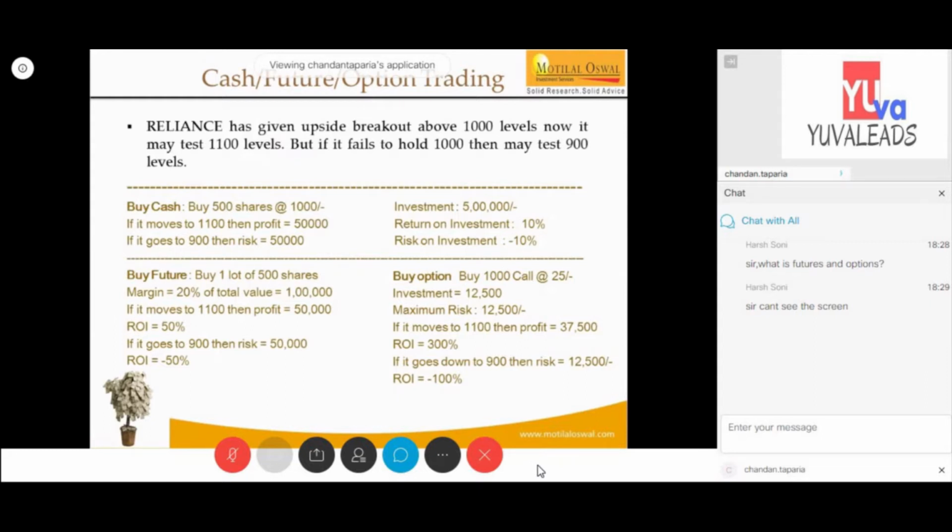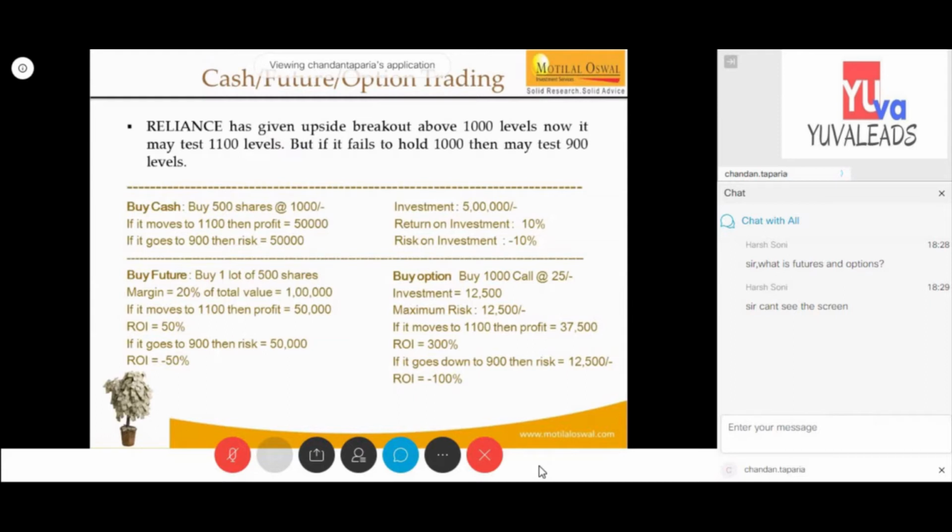In the cash market, you can buy any number of shares: 1, 2, 3, 4, 5, whatever. But in futures, you can only trade in the lot size. Let's assume the lot size of Reliance is 500 and you are buying one lot of Reliance. So in futures, you can only buy in the lot size. Let's say the price is 1,000, so the value is 5 lakh.